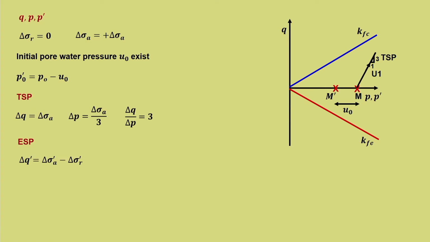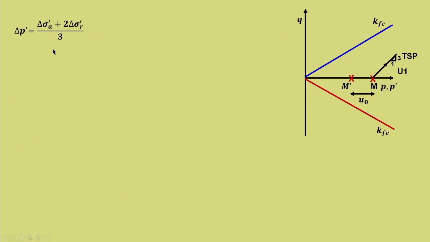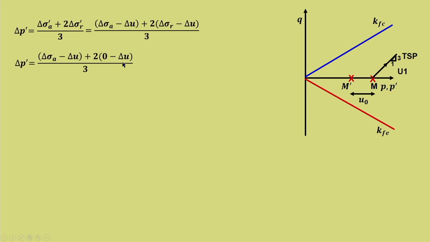Now, for the effective stress path, delta Q dash is equal to delta sigma A dash minus delta sigma R dash. Substituting in terms of total stress, we have delta Q dash is equal to delta sigma A minus delta U, minus of this becomes minus delta U plus delta U. So, that will be equal to delta sigma A. So, delta P dash, again substituting in terms of pore water pressure, is equal to delta sigma A minus delta U plus 2 into minus delta U. So, that will become minus 3 delta U by 3, that goes.